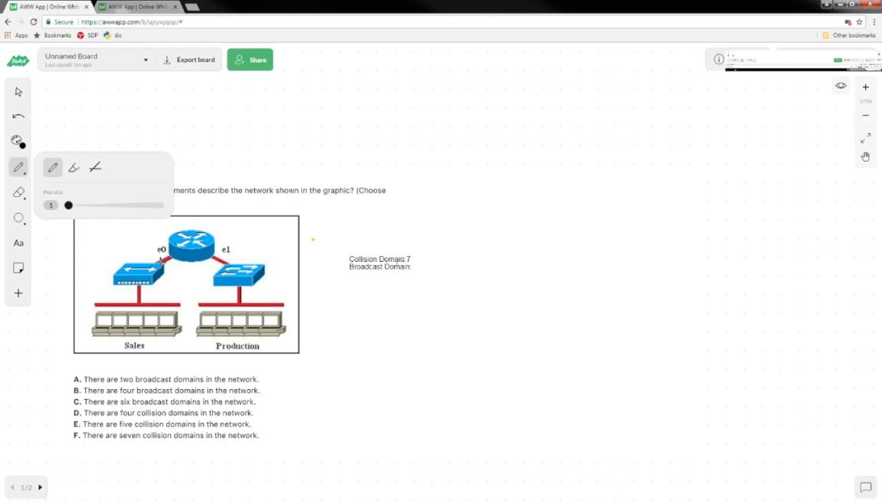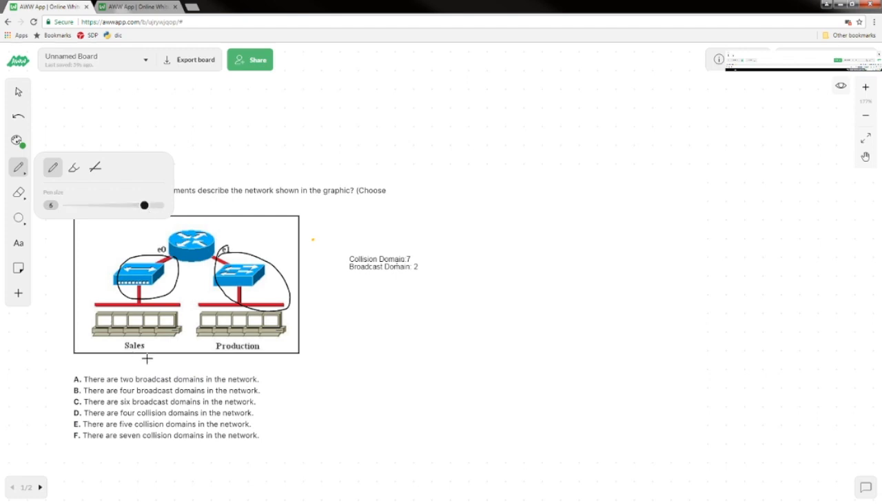Here we can see there are two networks coming out of the router. So one side, this is one, and the other one is this. So there are two broadcast domains. Let's mark that: two broadcast domains. Now that we know that, let's review our options and see which ones are the correct answers.